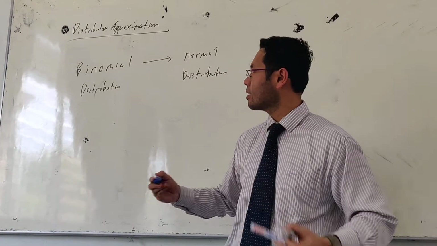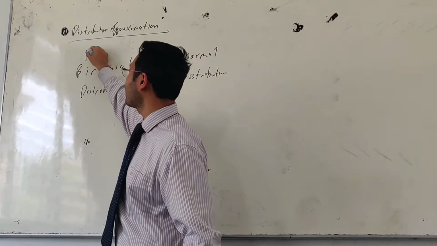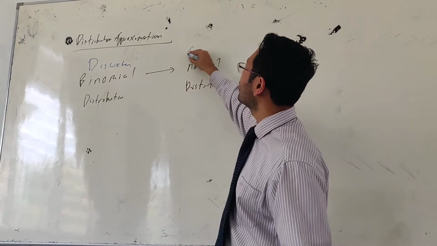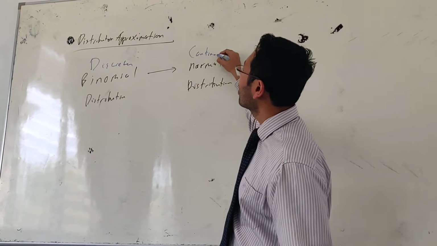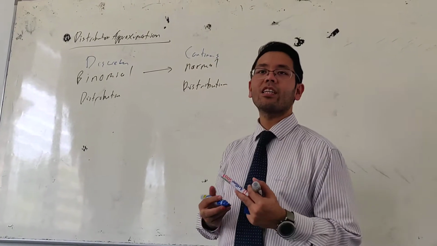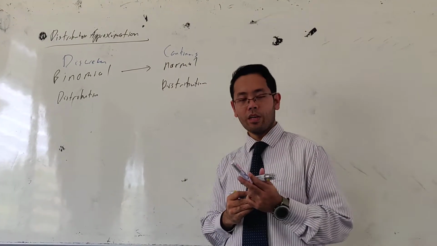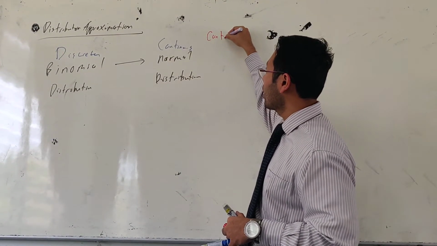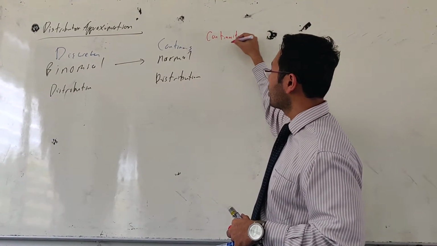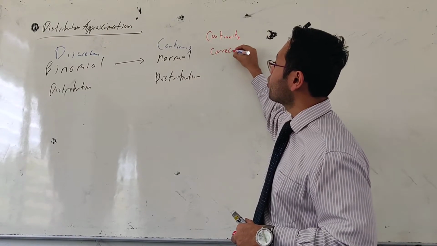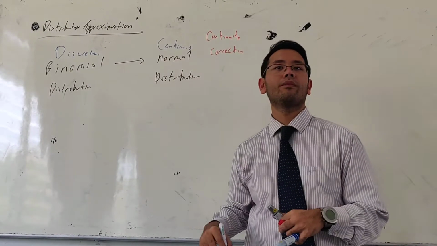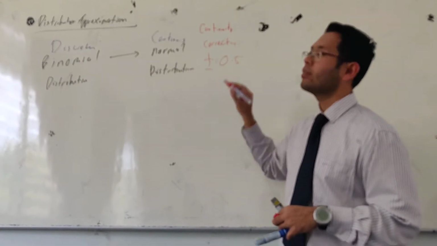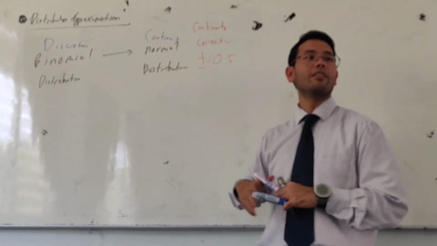The thing is, this one is discrete and this one is continuous. So there's a slight small problem where you need to do a continuity correction. Do you remember about continuity correction? About plus minus 0.5. Okay, you have learned this in your school days.